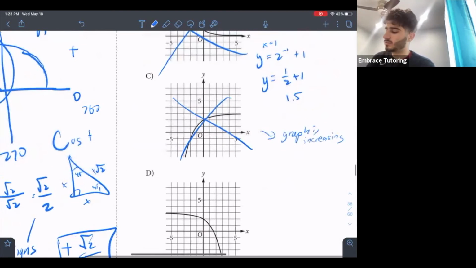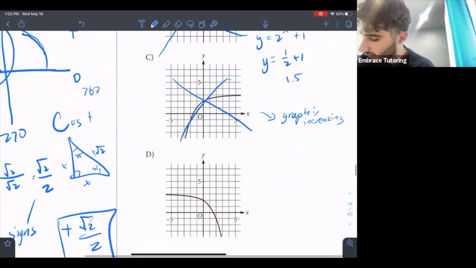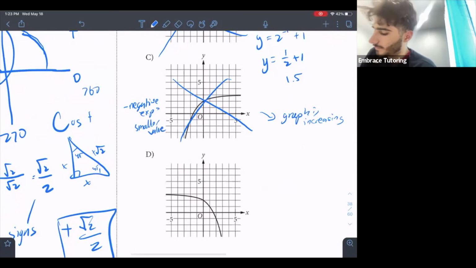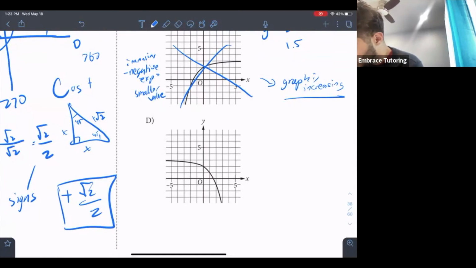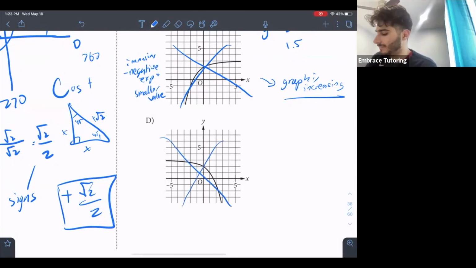So if you see it somewhere here, you know that the graph is decreasing, not increasing, which can't be right, because when you have a negative exponent, increasing it gives you a smaller value, so it can't be increasing. And this does not make sense either, because the number isn't getting negative, it's not decreasing in this manner, so D can't be right as well.